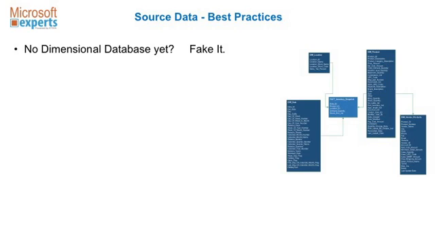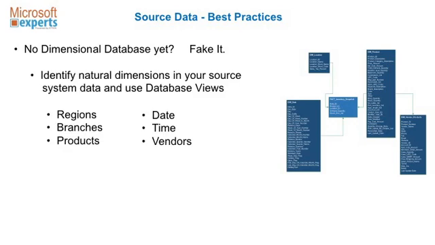You can create views using the existing data. You can look for natural dimensions that exist in your data, and you might find regions or branches or products, and try to create some of those dimensions that are fairly stable. Get those from your source systems. Things like date, it doesn't sound like much, but conforming to a date dimension gives a lot of flexibility.